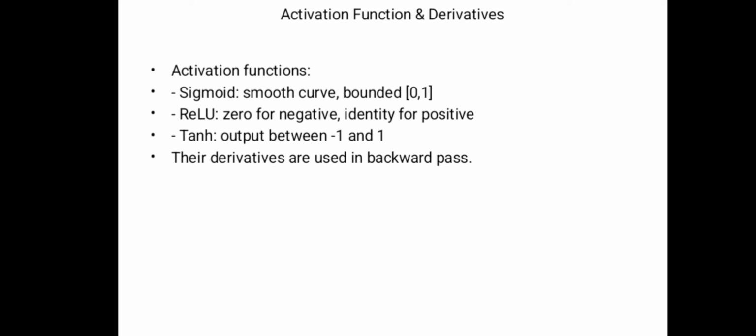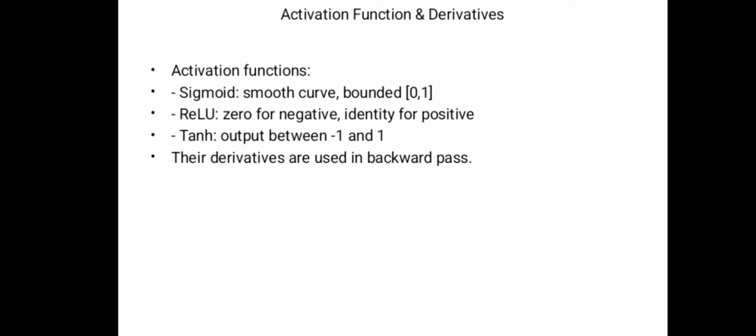Next, activation functions and derivatives. Before gradients can flow backward, there's one more key component in a neural network: the activation function. This function introduces nonlinearity into the model, allowing it to learn complex patterns. Here are the most commonly used activation functions.